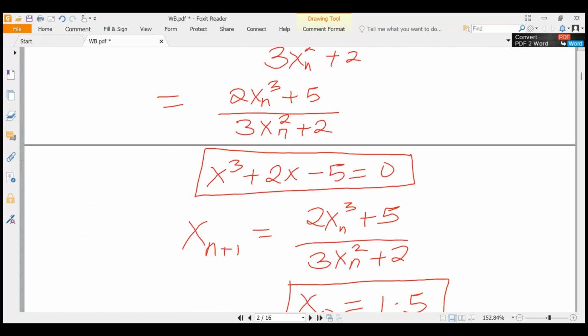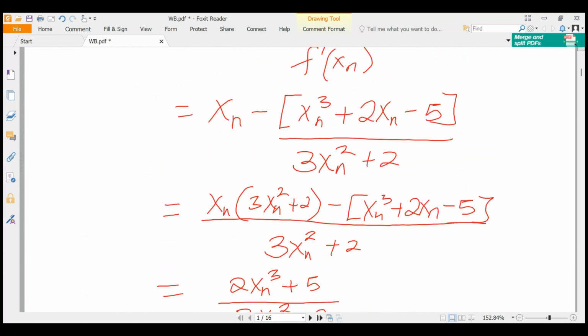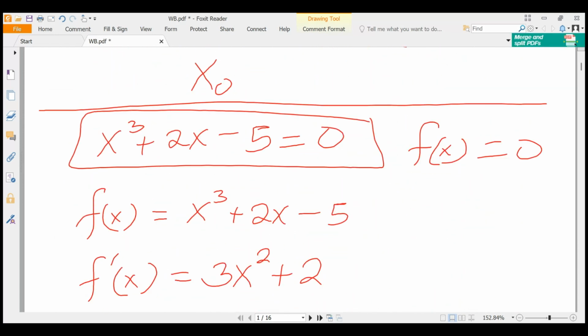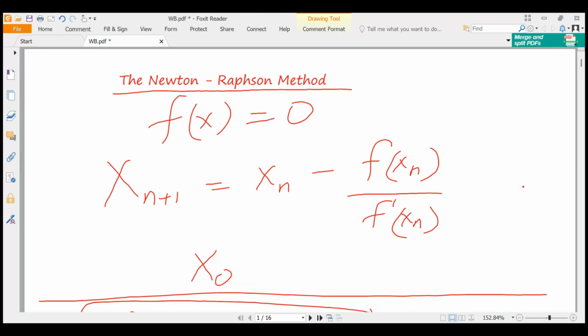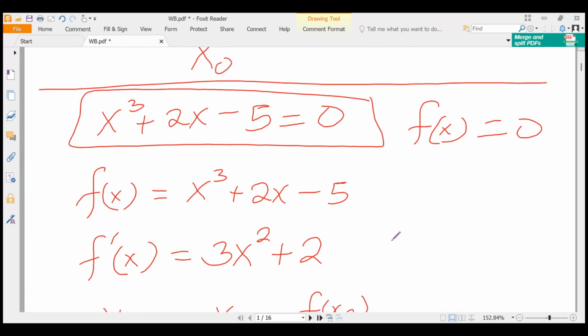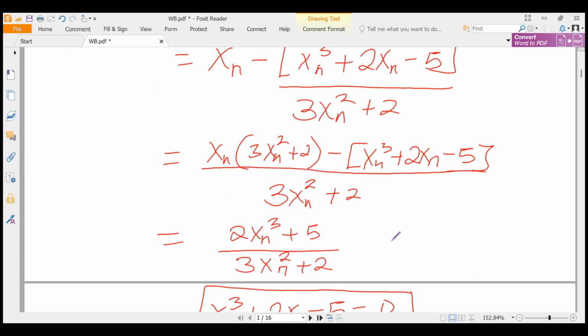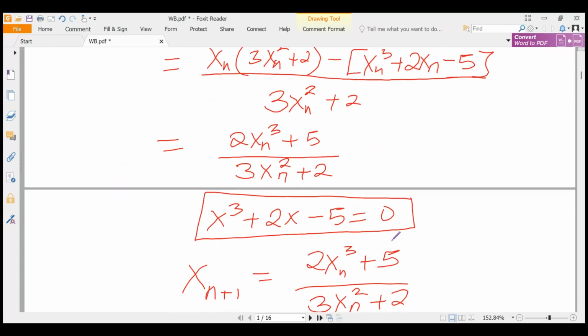So this is the Newton-Raphson method for solving the equation f of x is equal to 0. You can see the process is easy. We just start with a function f of x, differentiate that function, then substitute into the formula for solving the equation, the Newton-Raphson method. We can simplify that method first, then take the first approximation and apply the method.